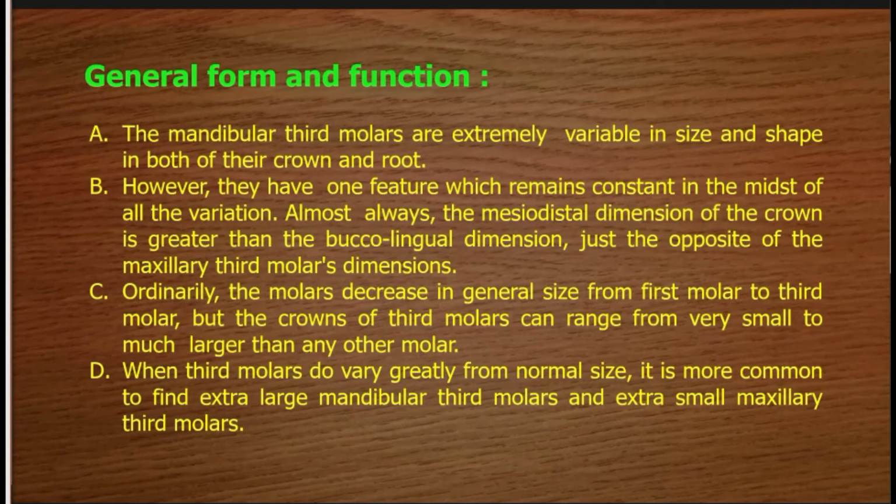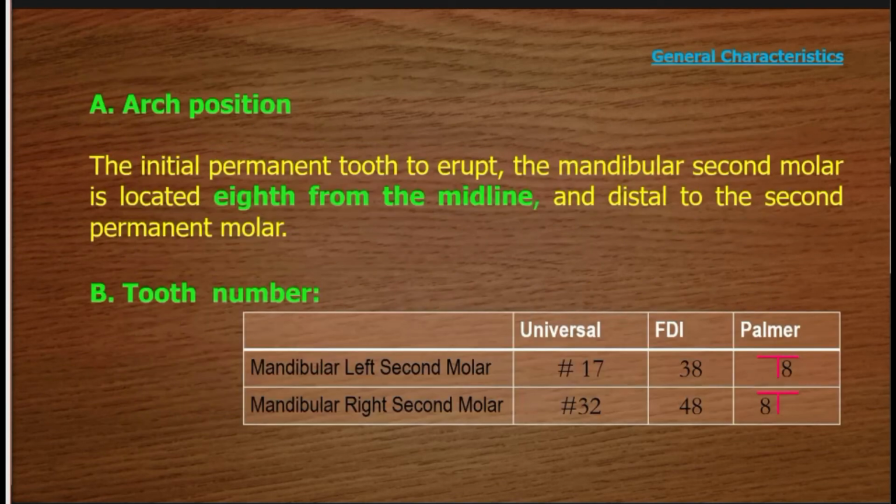Arch position is third, 8 from the midline. Mesially, it is contacted with the second molar. Distally, there is nobody. It is free from any relation. And here the universal number is 17 and 38. This is 32 and 48.